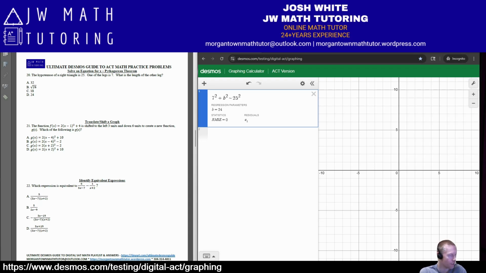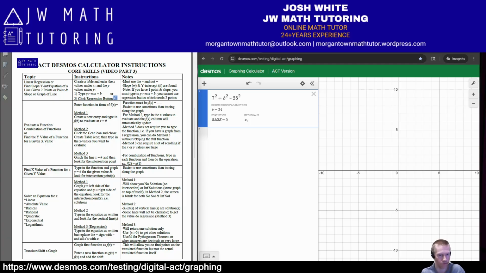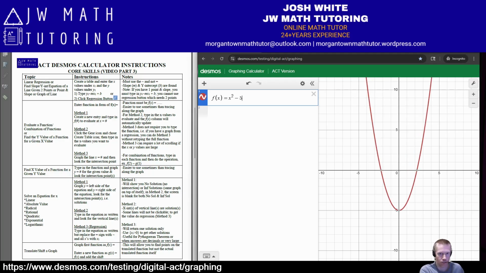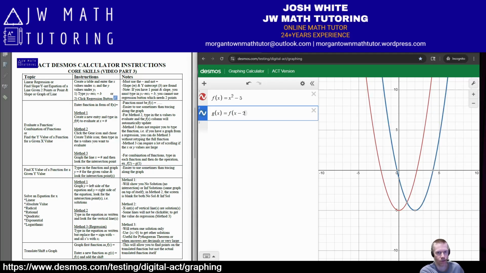All right, so let's now go back to the guide and talk about one final thing as part of these core skills, and that is translations or shifts of graphs. So basically, you can take a function, type it in, and then you can find a new function which is translated or shifted from that original function by just defining the new function as the original function and then with the shift added into it. So what I mean by that is you type your original function, and then we type our new function, and let's say we want to shift it 2 units to the right.